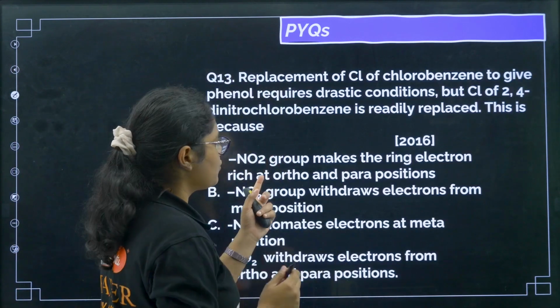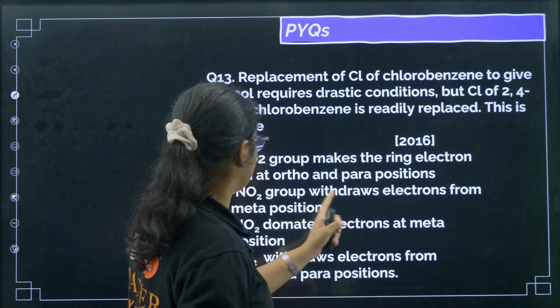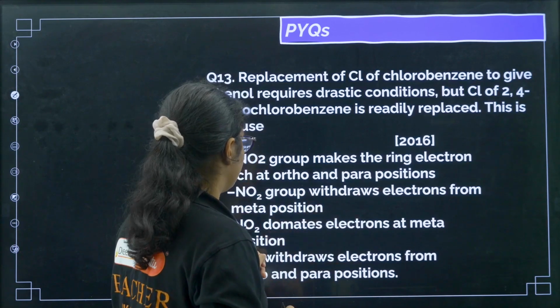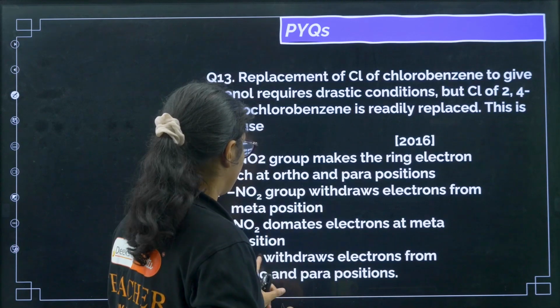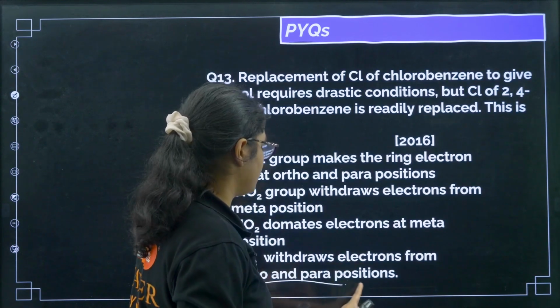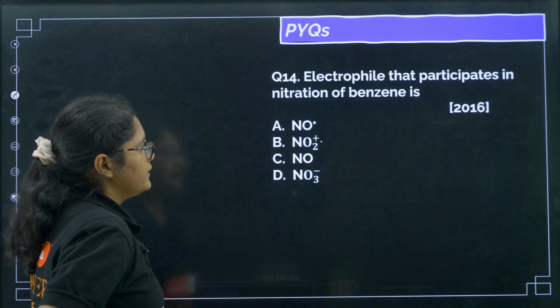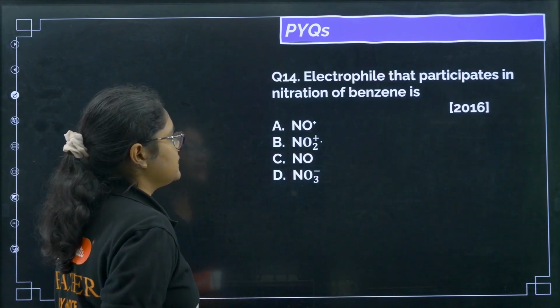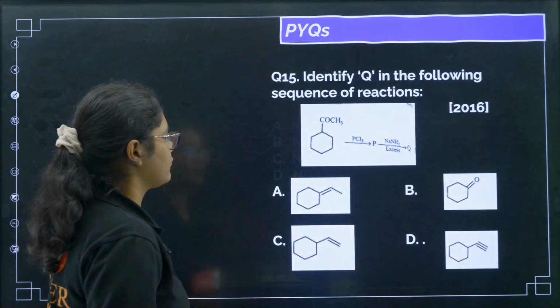So you can see NO2 groups make the ring electron deficient. NO2 withdraws electrons from the ortho and para positions. So that is option number D. Next, the electrophile that participates in the nitration of benzene, that is your NO2 plus. This is the electrophile.